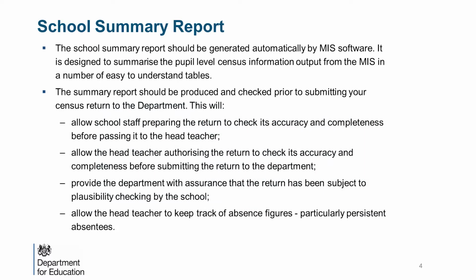The school summary report should be generated automatically by your MIS and is designed to summarise the pupil information held in your school census return in a number of easy-to-understand tables. It is important that school staff responsible for preparing the return check the accuracy and completeness before passing it to the head teacher to authorise, and therefore agree to the submission of the census return to the department. It should be noted the school summary report is for the use of the school, and therefore it does not need to be sent to the department.